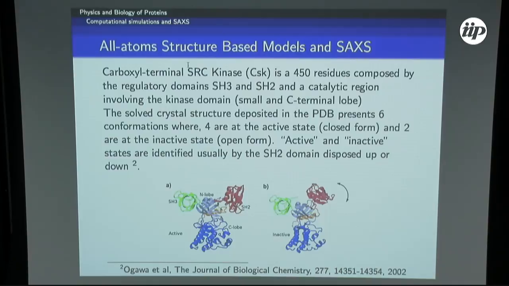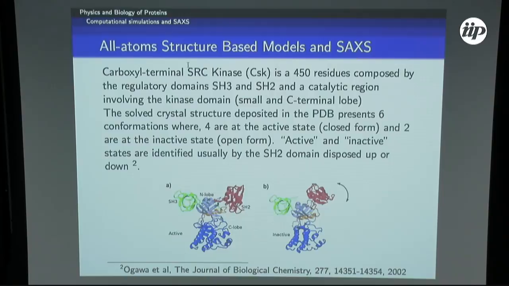The first study we performed was using this protein CSK. It was an invitation of Patricia Jennings and Paul Whitford to work on this project. The CSK protein, the carboxyl-terminal Src kinase, is a protein of 450 residues composed of four domains: the SH3 domain, SH2 domain, small lobe, and C-terminal lobe domain. And if you take a look at the PDB structure solved by Ogawa, you're going to see one crystal with six monomers, and they arrange basically in two forms, one with the domain SH2 down, and another with the domain SH2 up.